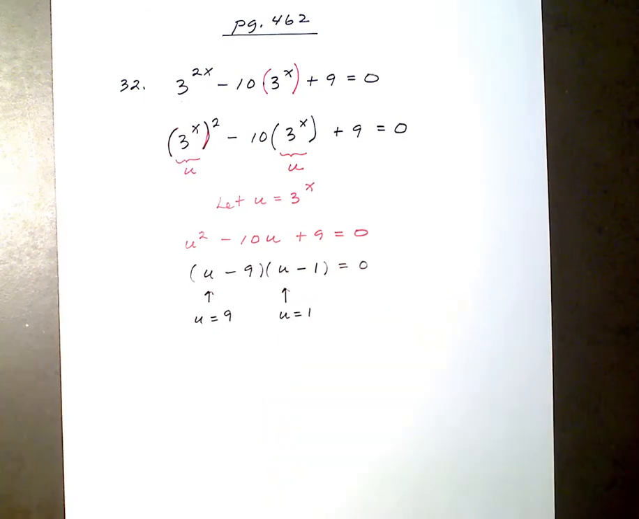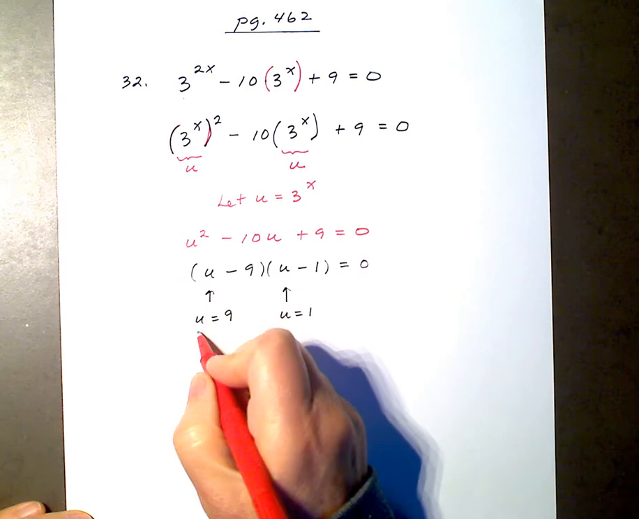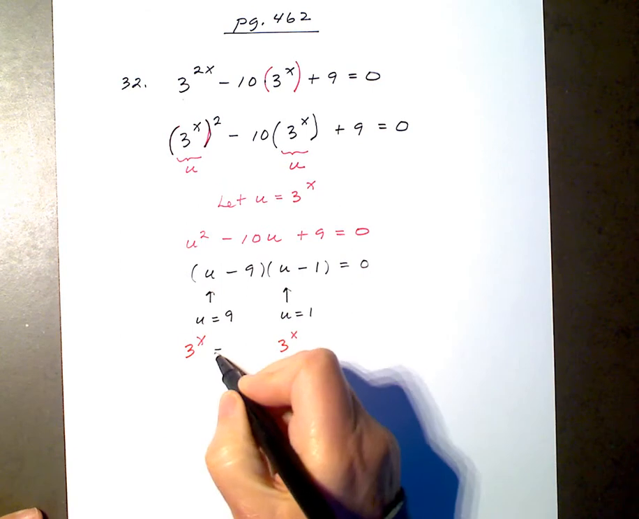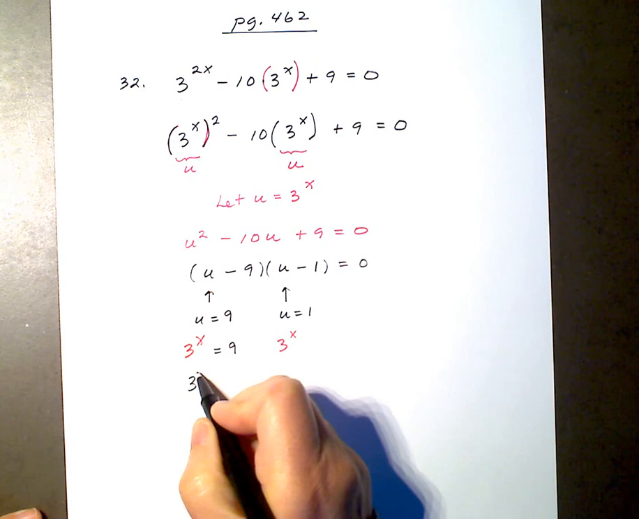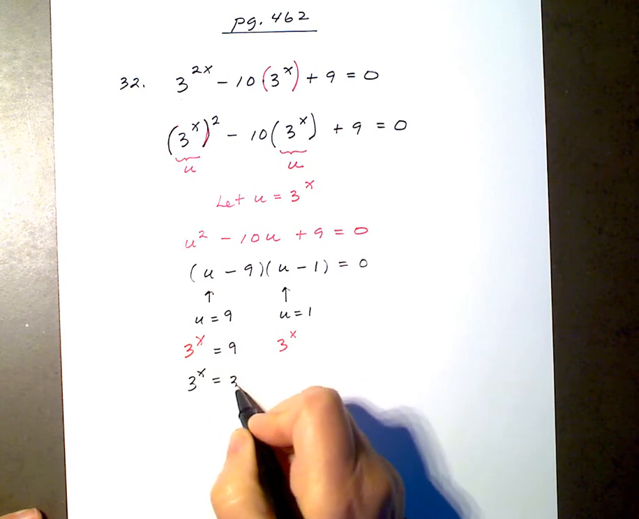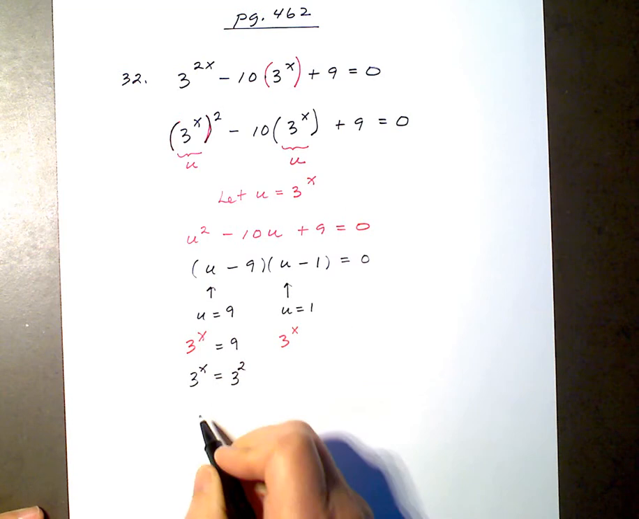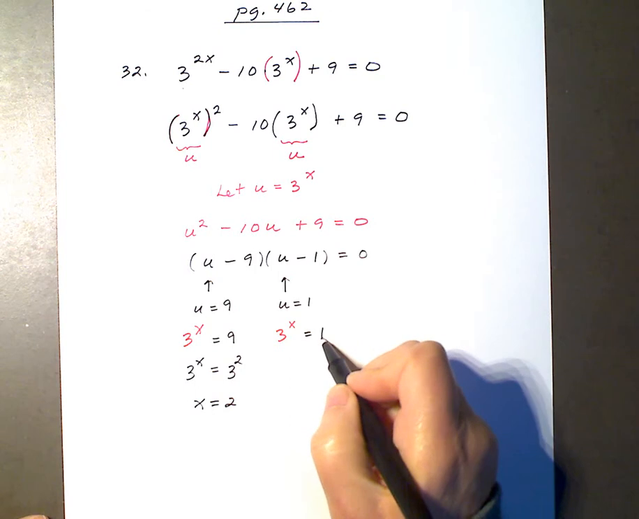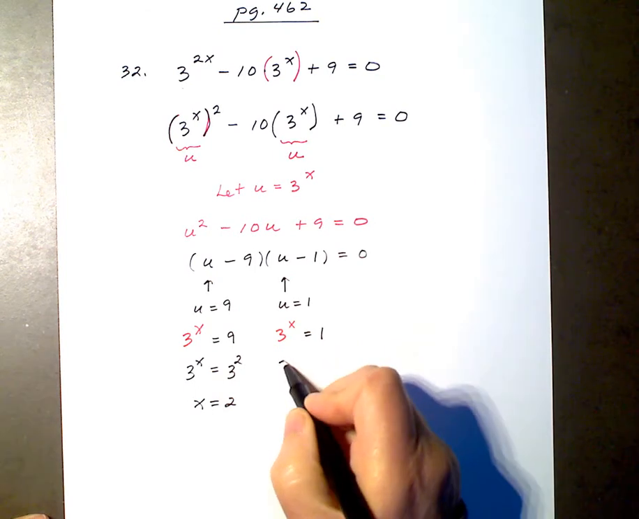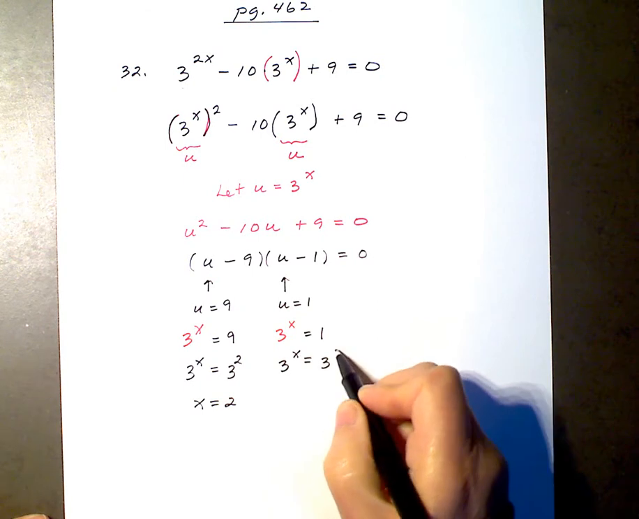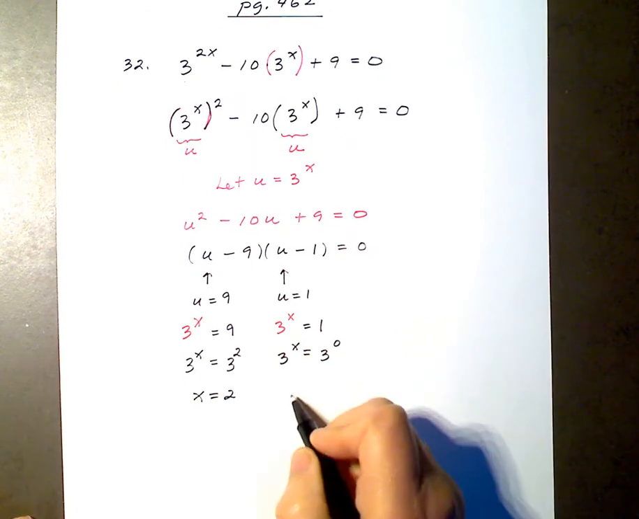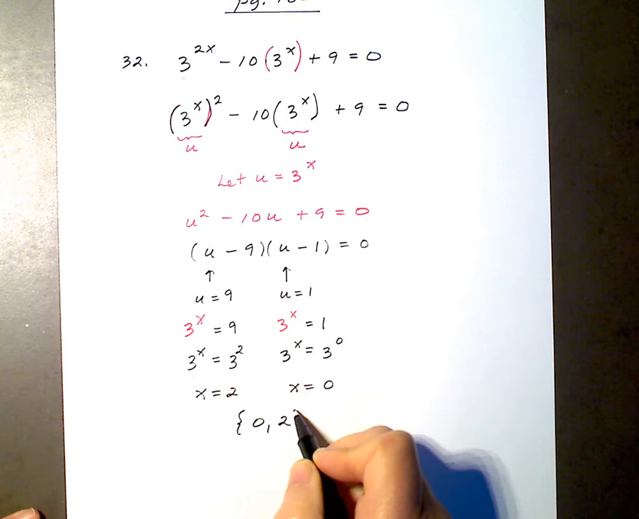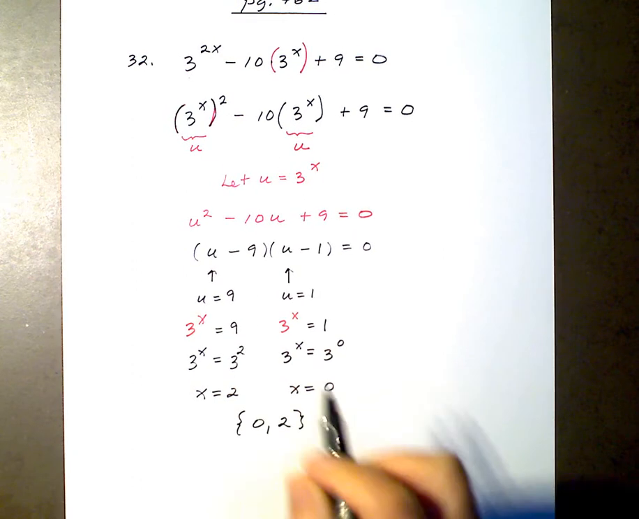So now I substitute back in the 3 to the x for u. So 3 to the power of x is 9, and if I write this as a base of 3, 3 squared, I could see that x could be 2. And on 3 to the x equals 1, if I want to write that as a power of 3, I could say 3 to the x equals 3 to the 0, because anything to the 0 power is 1. So the other value that x could be is 0. So that's my solution set, 0 and positive 2. And they both check if you check them in the original equation.